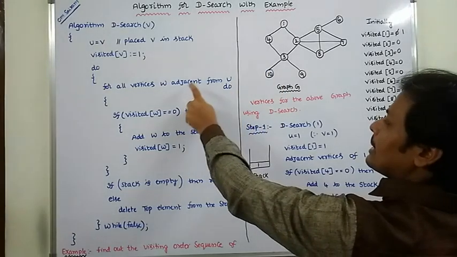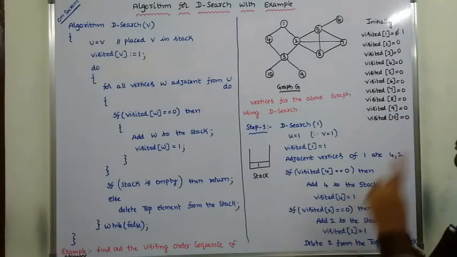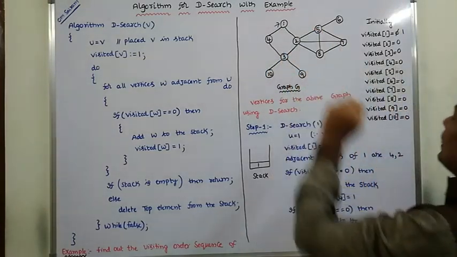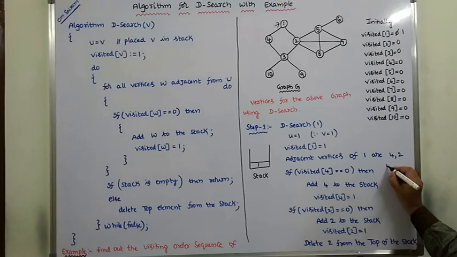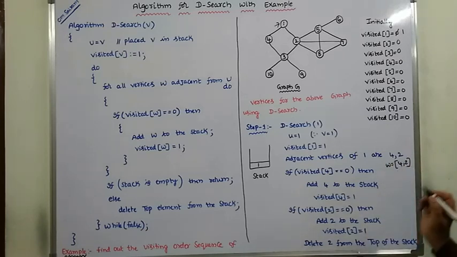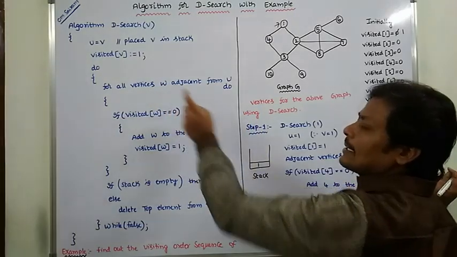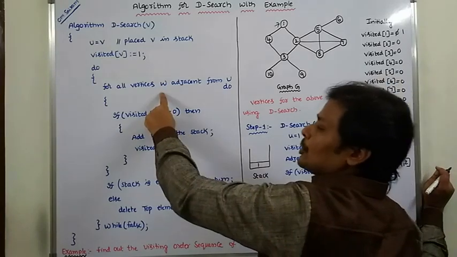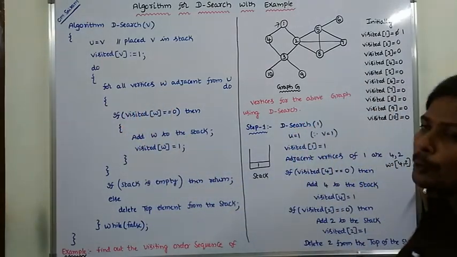Now, find out the adjacent vertices of 1. The adjacent vertices of 1 are 4 and 2. So now W is equal to 4 and 2. Yes, vertex 1 has the adjacent vertices 4 and 2. This condition is true. Go to the body of the for loop.